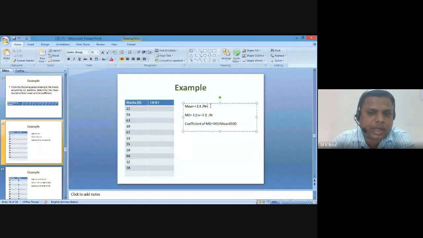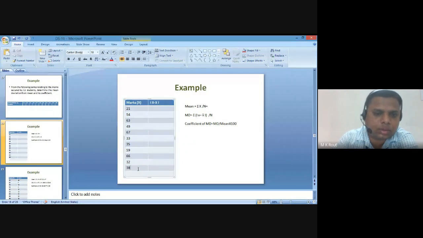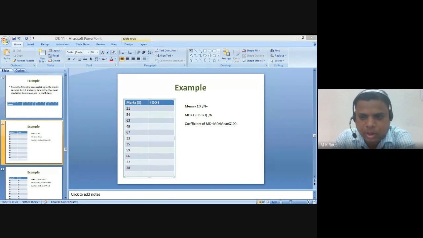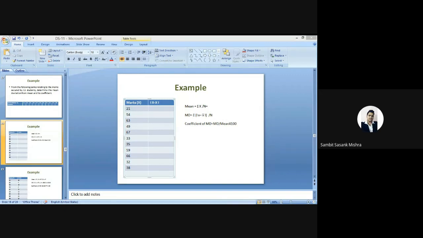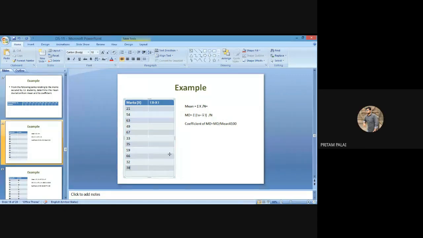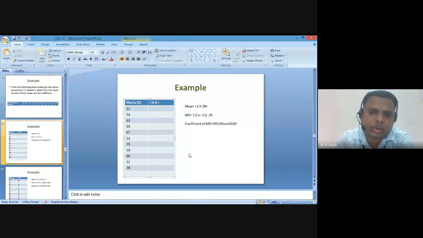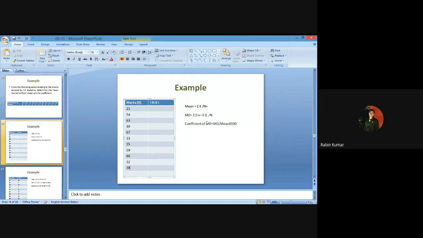So what is the value of x bar here, or mean value? Anyone? If people don't have a calculator, keep your calculator. 47. Sir, is a calculator allowed in the exam? Yes, sir, yes. 47. Mean is 47.